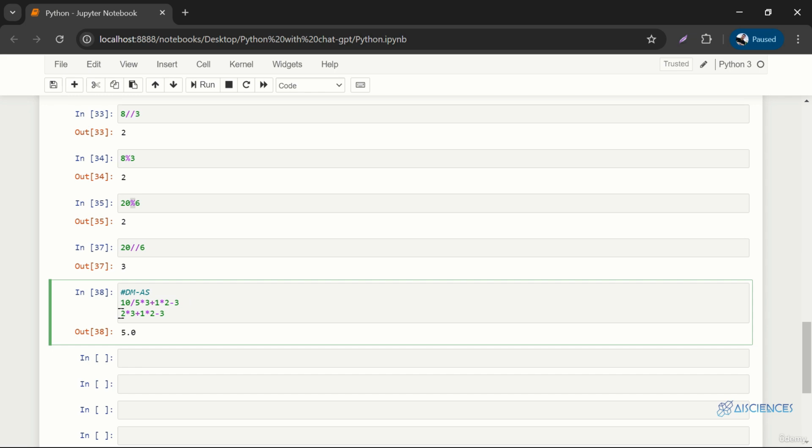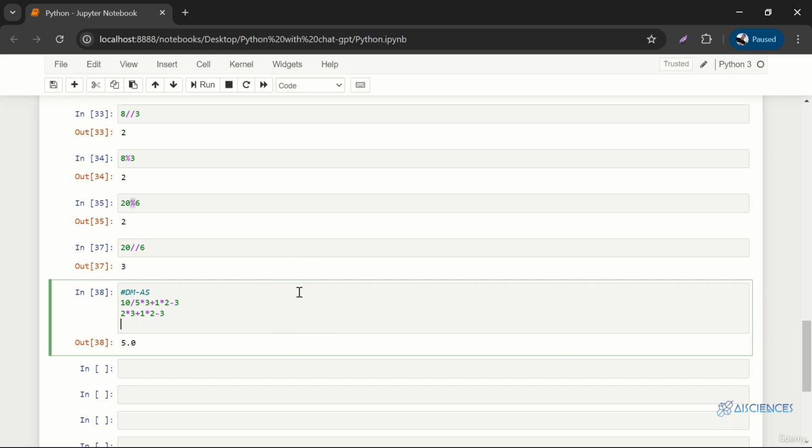Now again, from left to right, we have multiplication first. It has the maximum priority, so it will be solved first. 2 multiplied by 3 is what? 6, right? So I'll say 6, and the rest of the expression as it is.